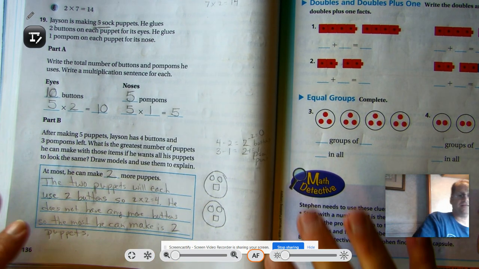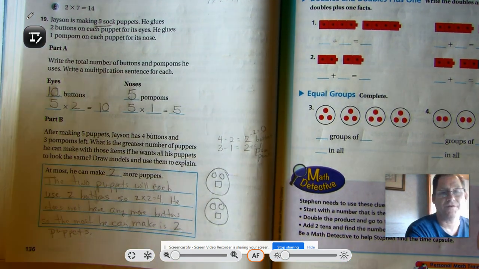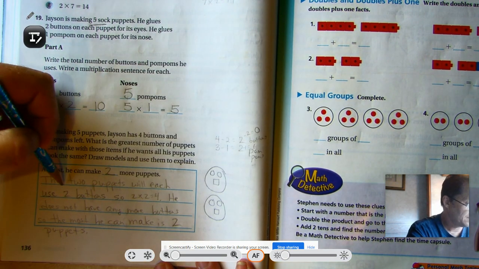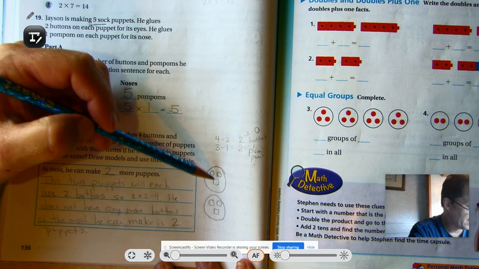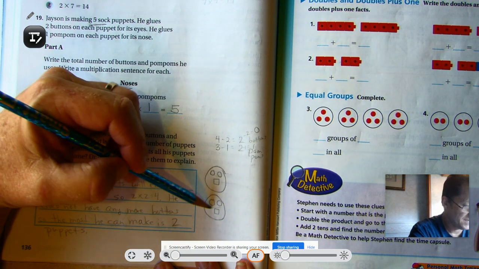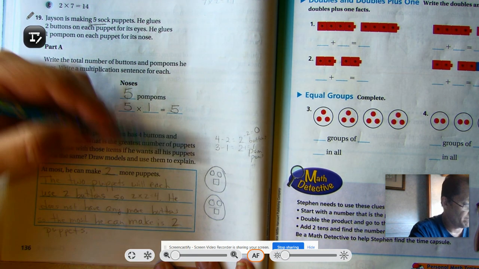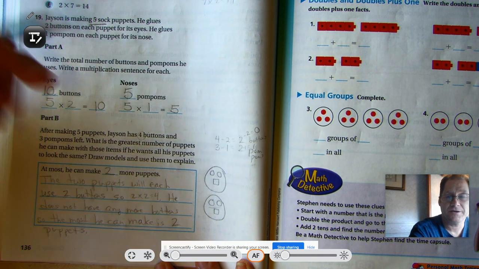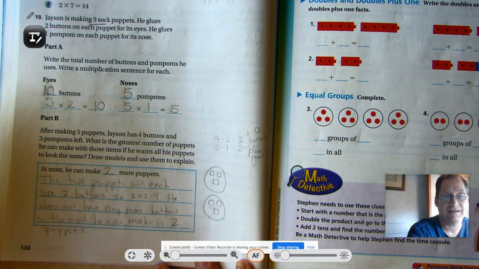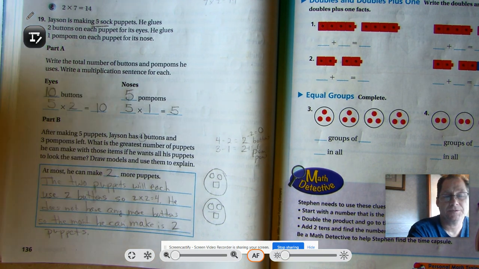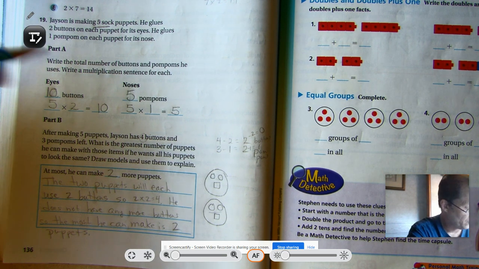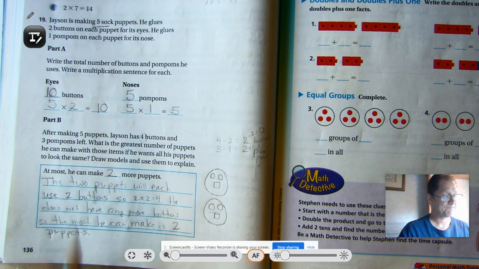This is my explanation. You can explain however you choose to explain. So the 2 puppets from our drawing, each will use 2 buttons for a total of 4. Well, he only had 4 buttons. So once I use those 4 buttons, I don't have any more buttons left. So no matter how many pom-poms I have, if I don't have any more buttons, that's the most I can make. So the most he can make is 2 puppets.